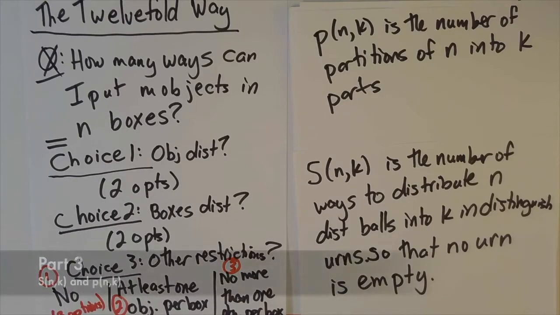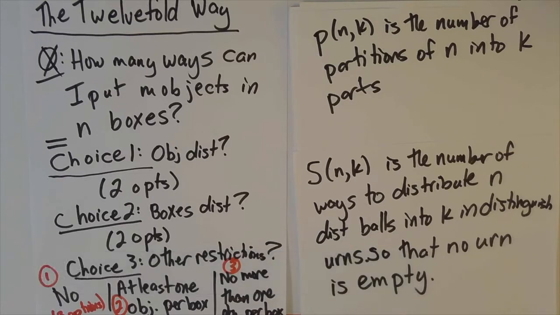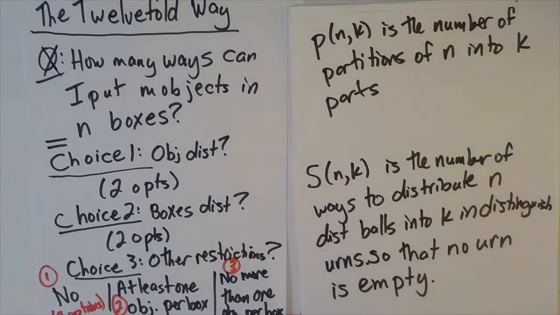Welcome back, class. We're attempting to refigure out what goes in each of these boxes for this question of how many ways can I put m objects in n boxes subject to whatever conditions I want, whether the objects are distinguishable or indistinguishable or whatever. And so in this video, I wanted to remind us about this little p of n,k, which is the number of partitions of n into k parts, and big S of n,k, the Stirling numbers of the second kind, is the number of ways to distribute n distinguishable balls into k indistinguishable urns, so that no urn is empty.